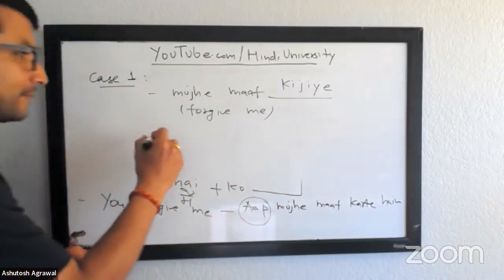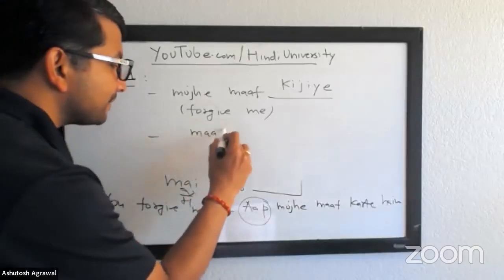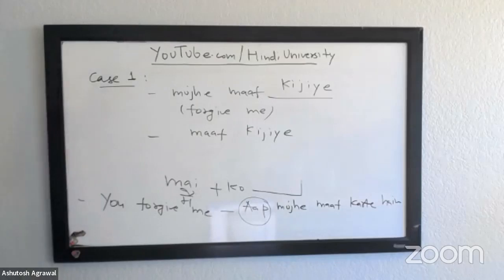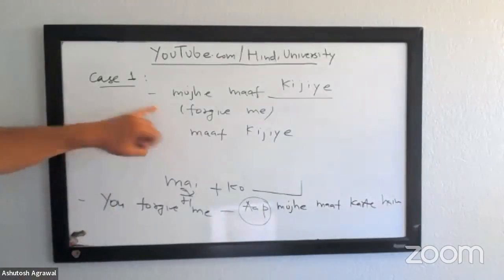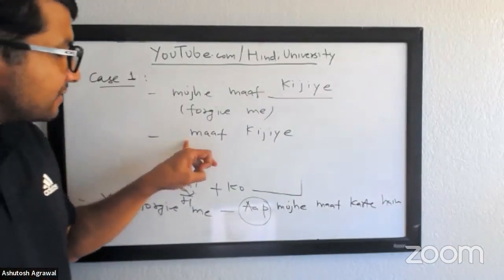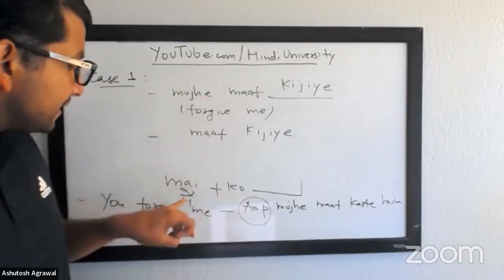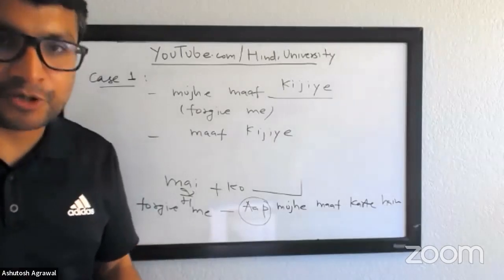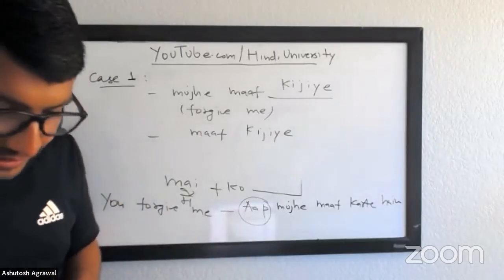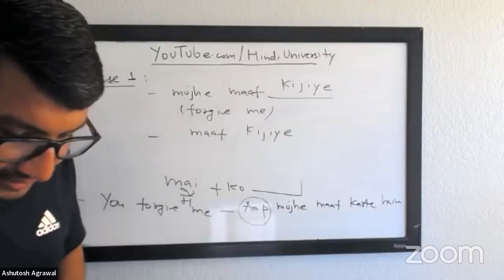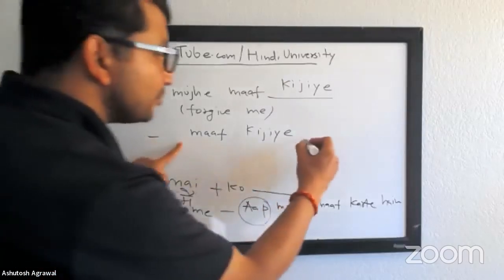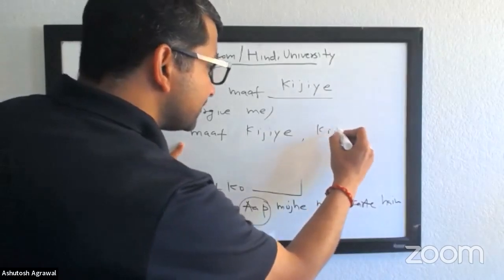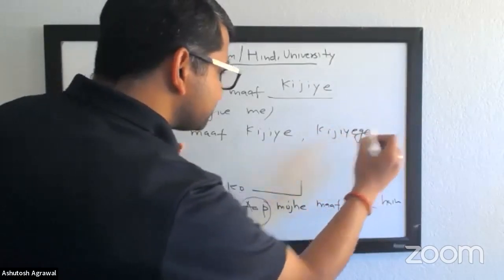Sometimes you will also say maaf kijiye, which is nothing but a similar thing. Even though the mujhe is missing, aap is missing, it's implied: aap mujhe maaf kijiye, and then you will go ahead with other things. So maaf kijiye, you can say maaf kijiyega if you want to be respectful. Kijiyega, maaf kijiyega.